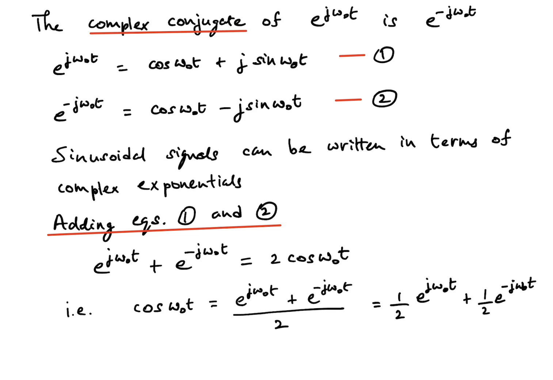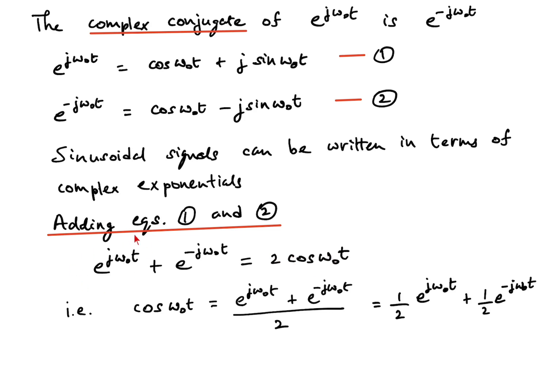Now, we want to express our sinusoidal signals, cosine and sine, in terms of these complex exponentials. So what we are going to do is simply add these two equations. When we add equation 1 and 2 together, we get e power j omega naught t plus e power minus j omega naught t on the left hand side. And on the right hand side, the plus term and minus term are going to cancel out, so we are left with only cosine plus cosine, which is 2 cosine omega naught t.